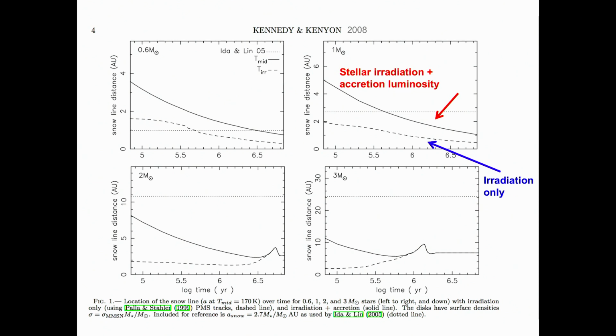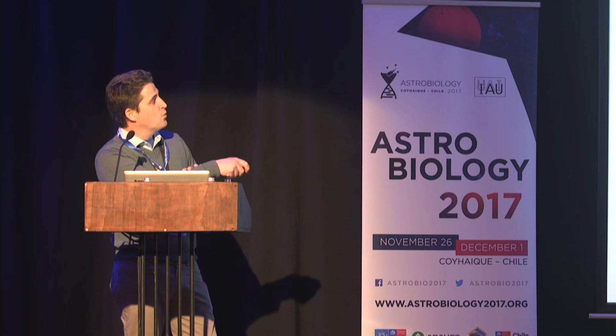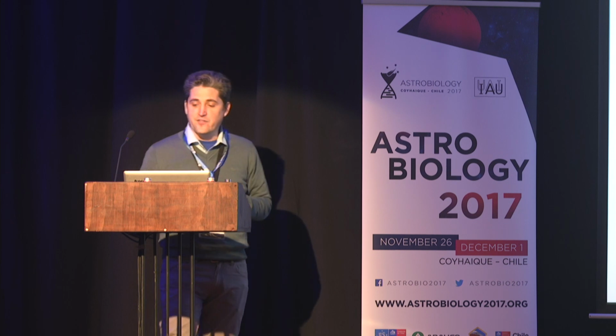This means that the location of the water snowline will be set by the accretion rate of the disk onto the star. And in this particular model, for a solar mass star, the water snowline starts at about 5 astronomical units and moves inwards to about 2 astronomical units by an age of 3 million years.